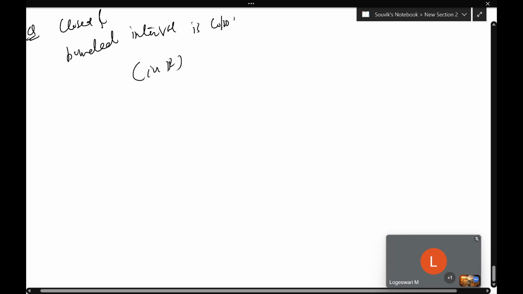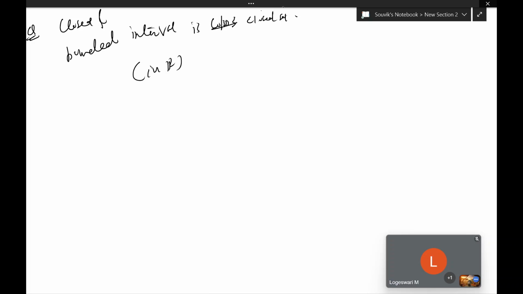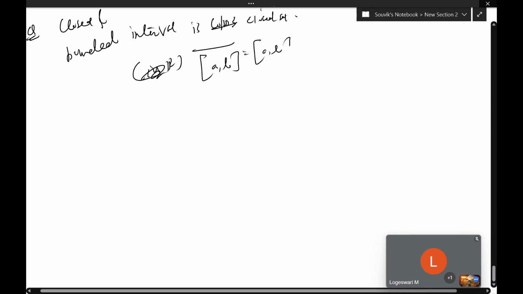There is one other problem: that a closed bounded interval is a closed set. How to check that the closed bounded interval is a closed set? The closed bounded interval is of the form closed AB. And what is its closure? Its closure is closed AB itself. So it is a closed set.